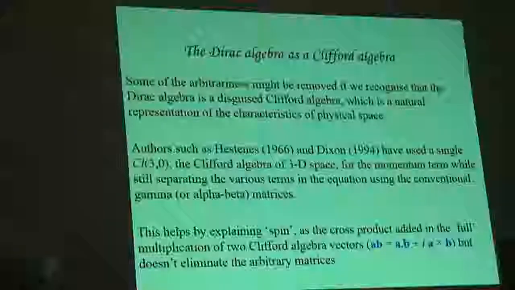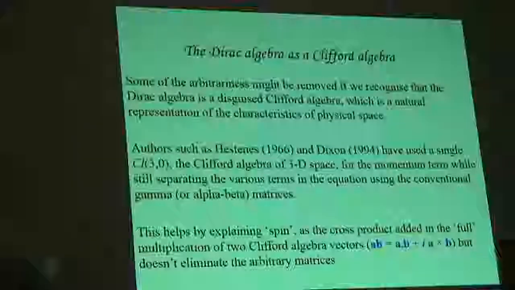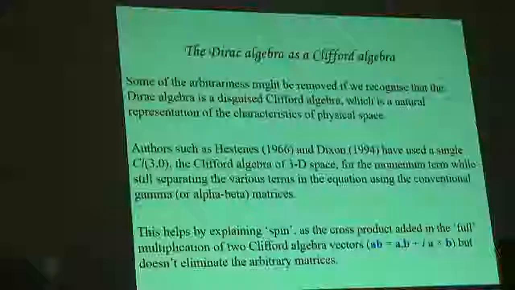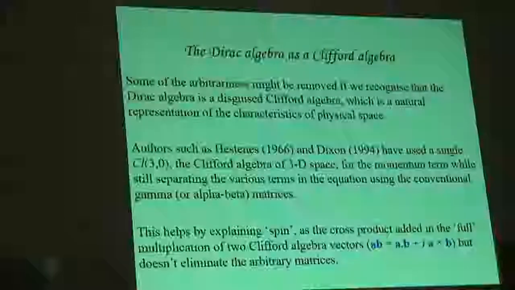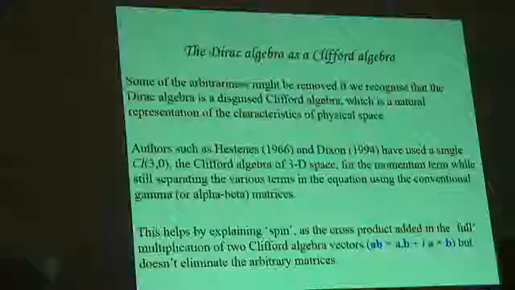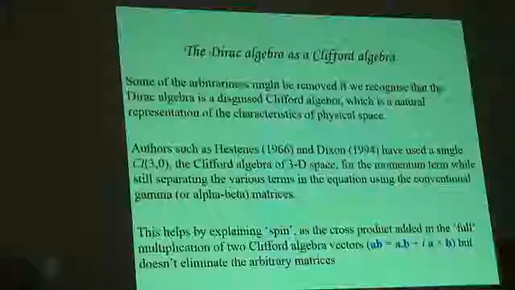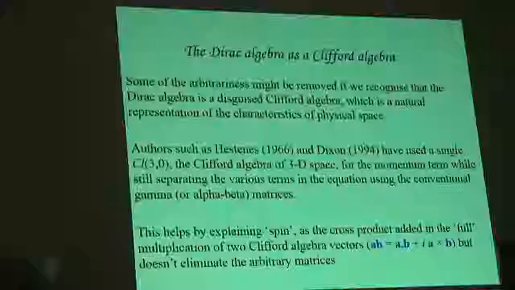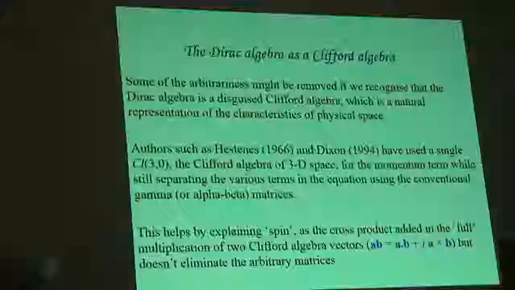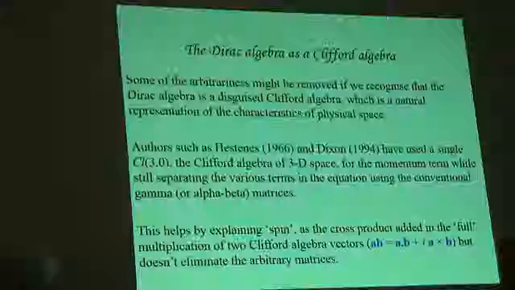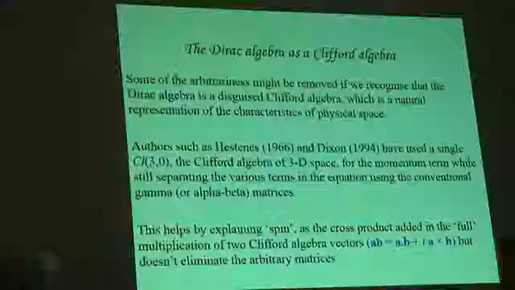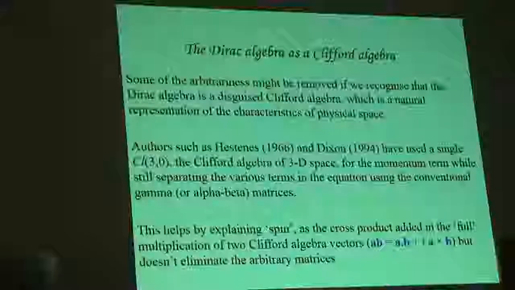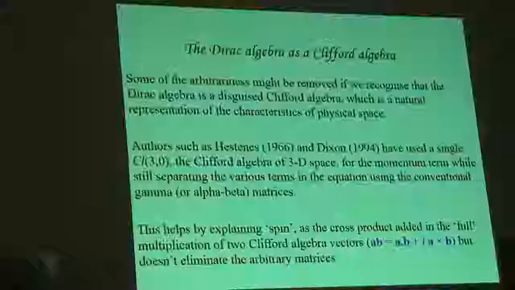Now, we can get rid of some of this arbitrariness if we recognise that the Dirac algebra is really a disguised Clifford algebra. And Clifford algebras are natural representations of physical space. So if we can bring in Clifford algebra, we can bring in something that's kind of natural and physical, instead of this strange mathematics. And Hestenes and Dixon and other authors have used a single Clifford algebra, Cl(3,0), which is a Clifford algebra of three-dimensional space.